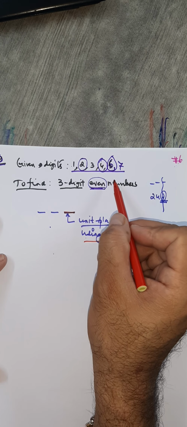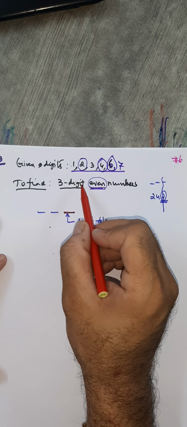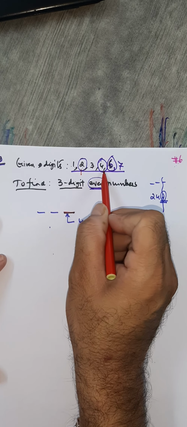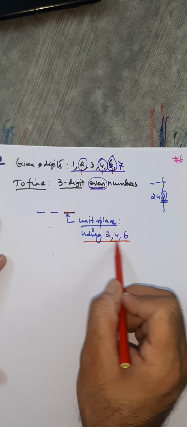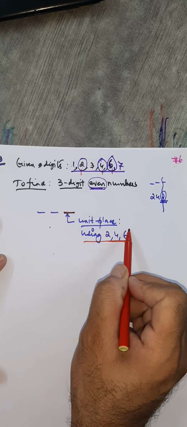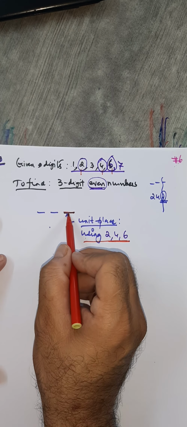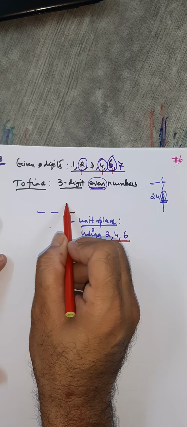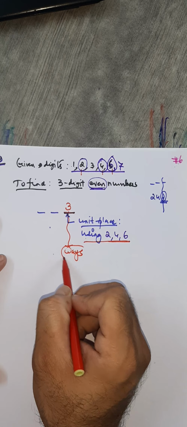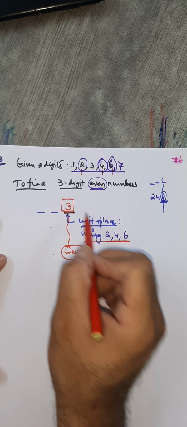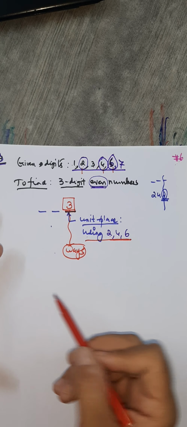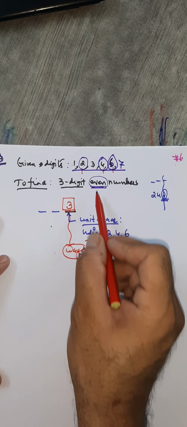So unit place should be filled up using even digits from the given digits. Now what are the even in the given digits? You have 1 2 3 4 6 7. So 2 4 and 6, these are the even numbers. That means the unit place can be filled up using these only. So now you must have realized this can be filled up how many ways? 3 ways. Okay, this can be filled up only using 2 4 6 और कुछ नहीं रख सकते, otherwise it will not be even. Now it's very simple.